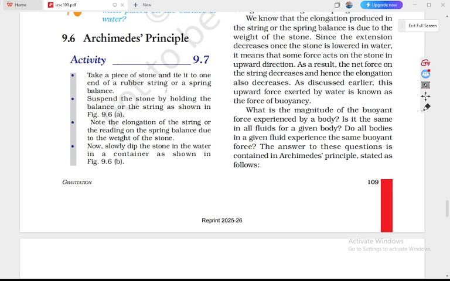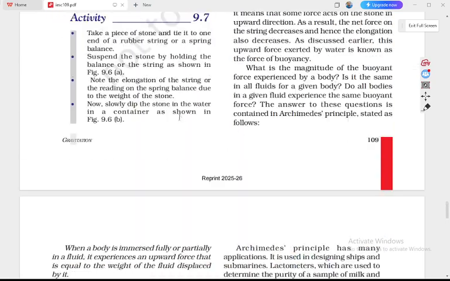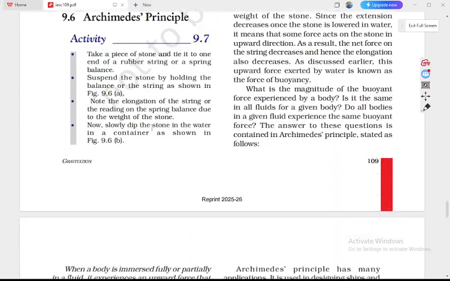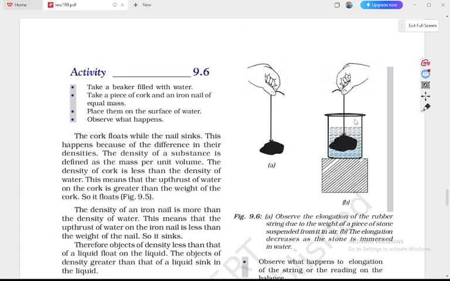Take a piece of stone and tie it to one end of a rubber string or a spring balance. Suspend the stone by holding the balance and the string as shown in figure 9.6a in this way, right? Note the elongation of the string or the reading of the spring balance due to the weight of the stone. Now slowly dip the stone in the water in a container as shown in figure 9.6b in this way, right?